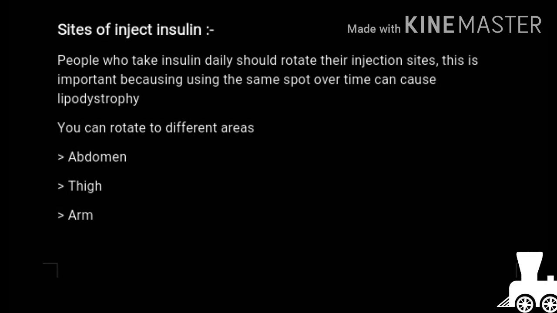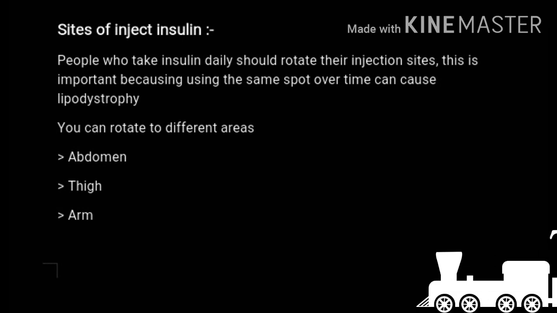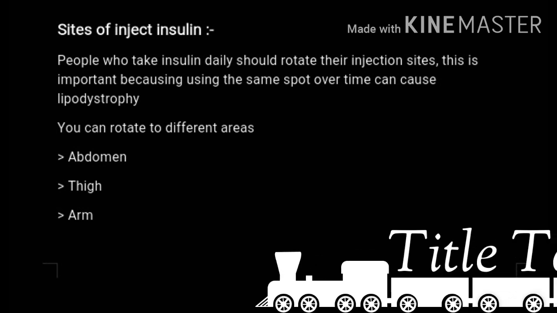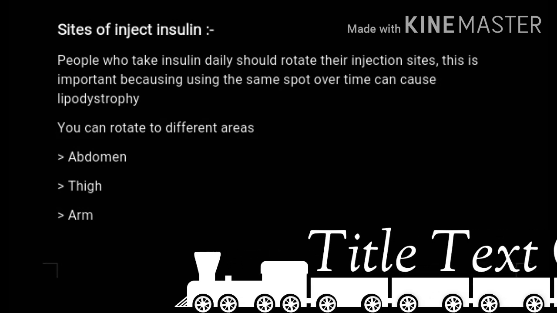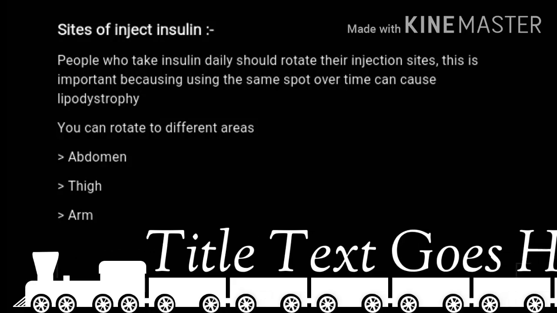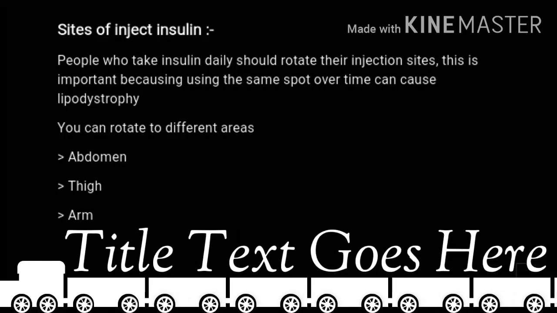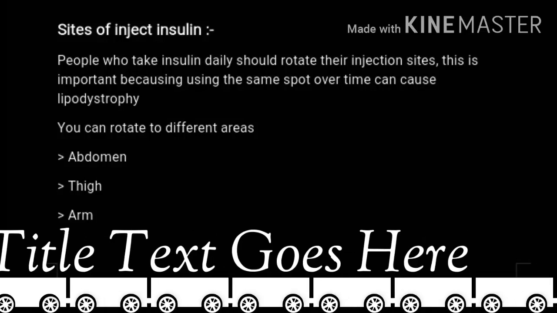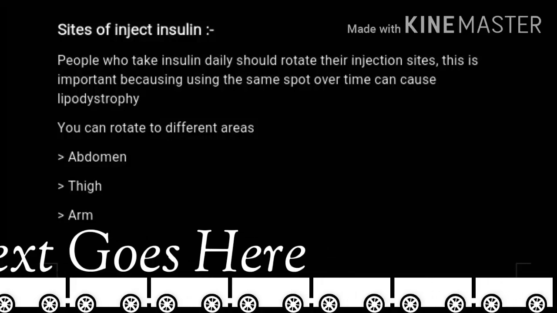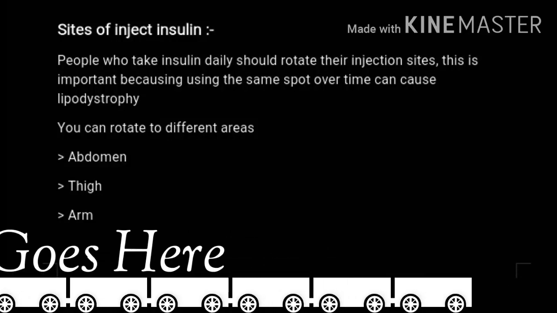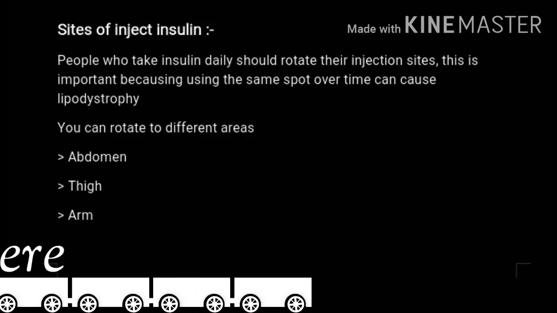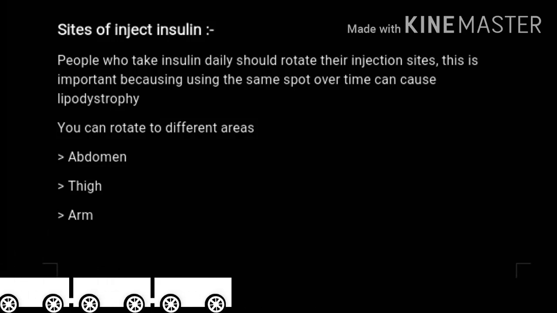Then sites of injecting insulin. People who take insulin daily should rotate their injection site. This is important because using the same spot over time can cause lipodystrophy. What is lipodystrophy? Lipodystrophy is a medical problem, an abnormal distribution of fat in the body, in which there is fat loss or abnormal accumulation of fat in the tissue.